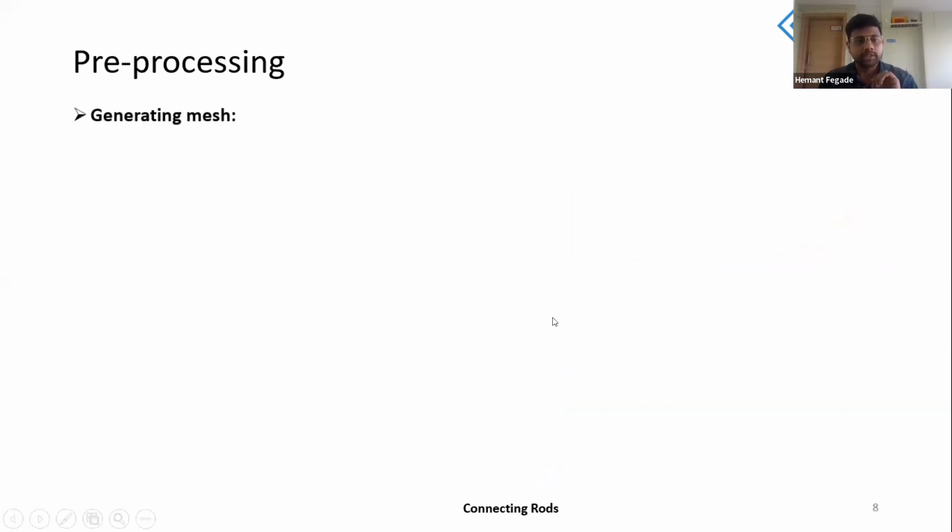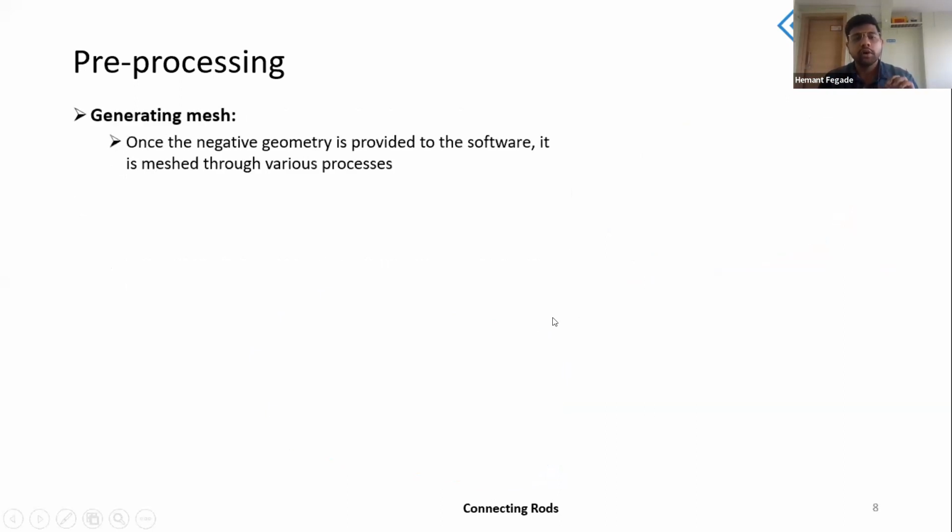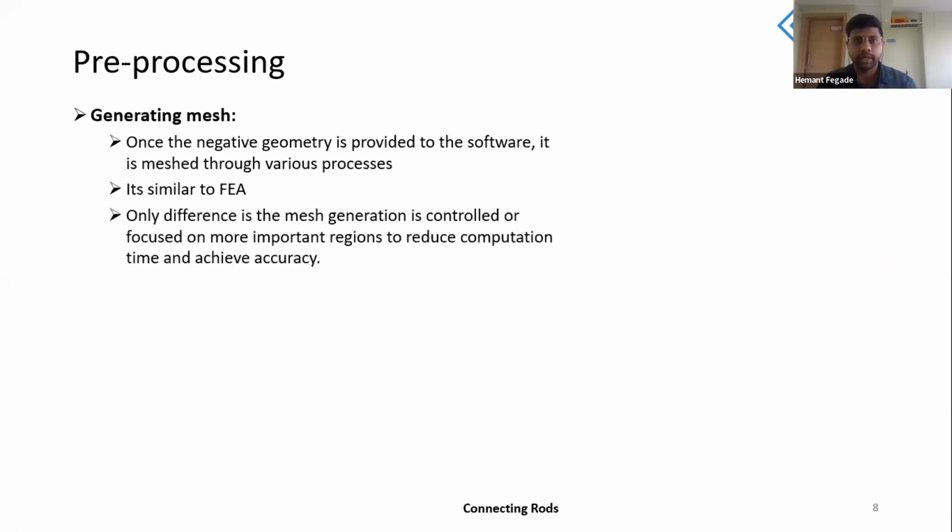second step is generating mesh. So mesh is nothing but discretization. Discretization means it's going to divide a particular geometrical model into small elements. Okay. It's similar to finite element analysis, if you might have heard about it, I am not sure. Okay, so the only difference in the mesh generation is it's controlled and more focused on important regions to improve computation time and achieve accuracy.